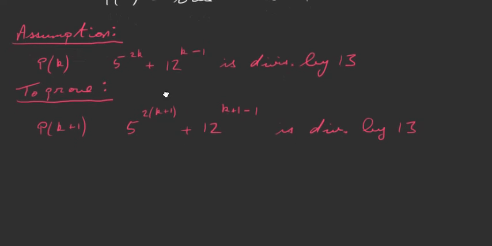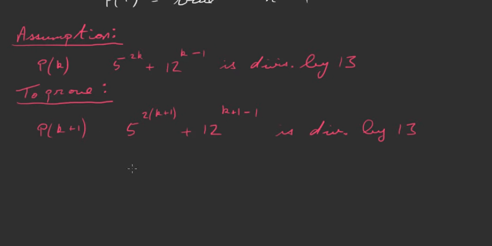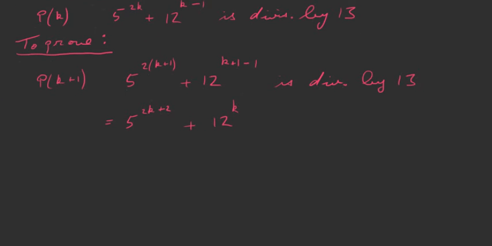So let's just simplify this here. Here we end up with 5 to the power of 2k plus 2 plus 12 to the power of k. Now, in some of these divisibility proofs by induction, what you would do is take P(k+1) and subtract P(k), but I'm going to see if I can just do it directly without doing that. So I'm going to see if I can rearrange this, manipulate it a little bit, and see if I can end up with something that is divisible by 13.